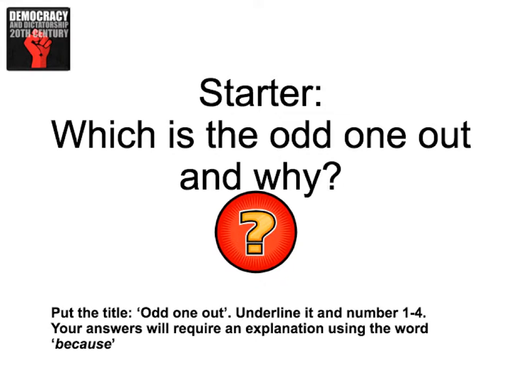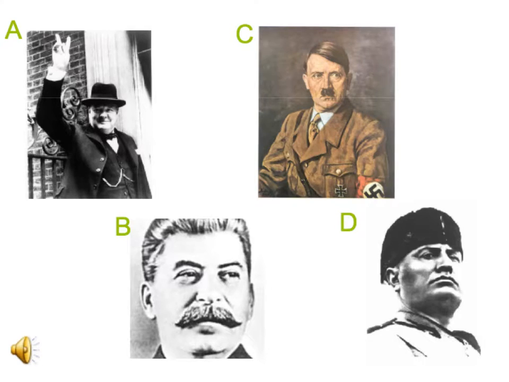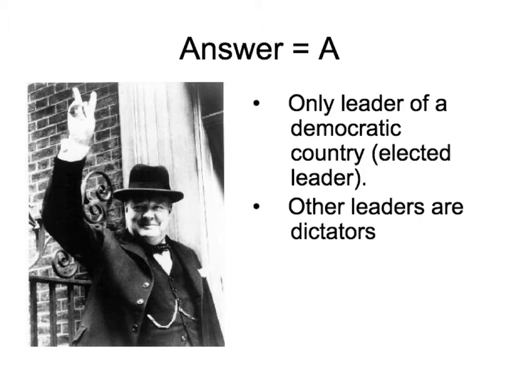So starter, which is the odd one out and why? So we have Churchill, Stalin, Hitler and Mussolini. And of course the answer is that Churchill is the odd one out because he is the only democratically elected leader out of those that were listed. The others are all dictators.